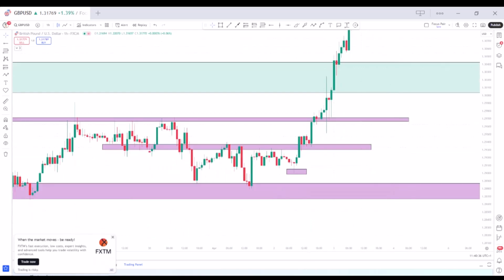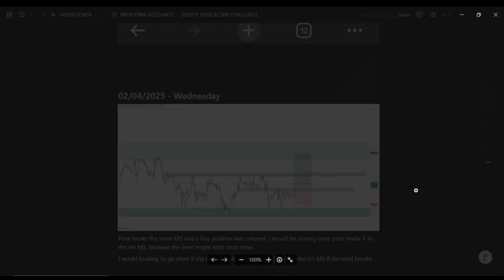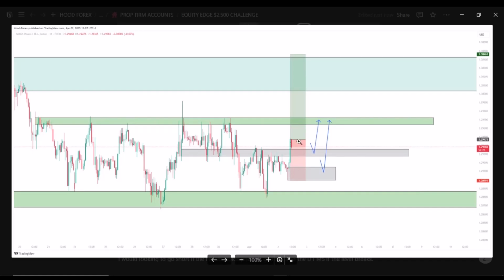So let me show. This was the entry here. This was when I was expecting price to pull back. Then I had this mindset that price will not pull back beyond these two levels. Either price pulls back into this market structure here to retest it and bounce off, or price pulls back into this demand level and respects it and bounces off. Those were the two things that were in my mind as I was in on this trade. And that was what the market did.